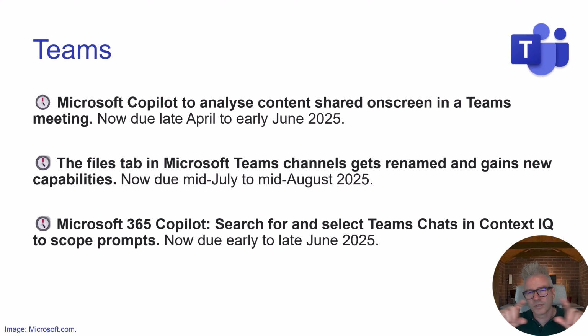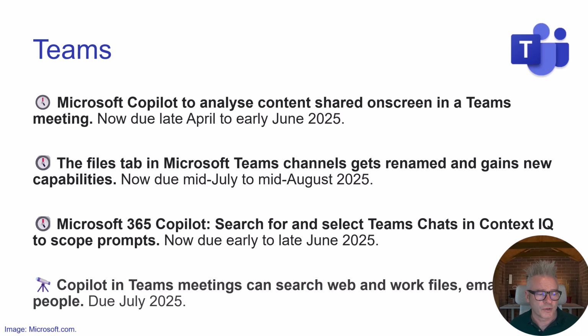365 Copilot, search for and select Teams chats in Context IQ. That's just a box that you're filling in when you type forward slash and you're asking Copilot to do something. Early to late June. So this month, it just means that I can reference chats that I've had if I want to ask about them or produce something from those.